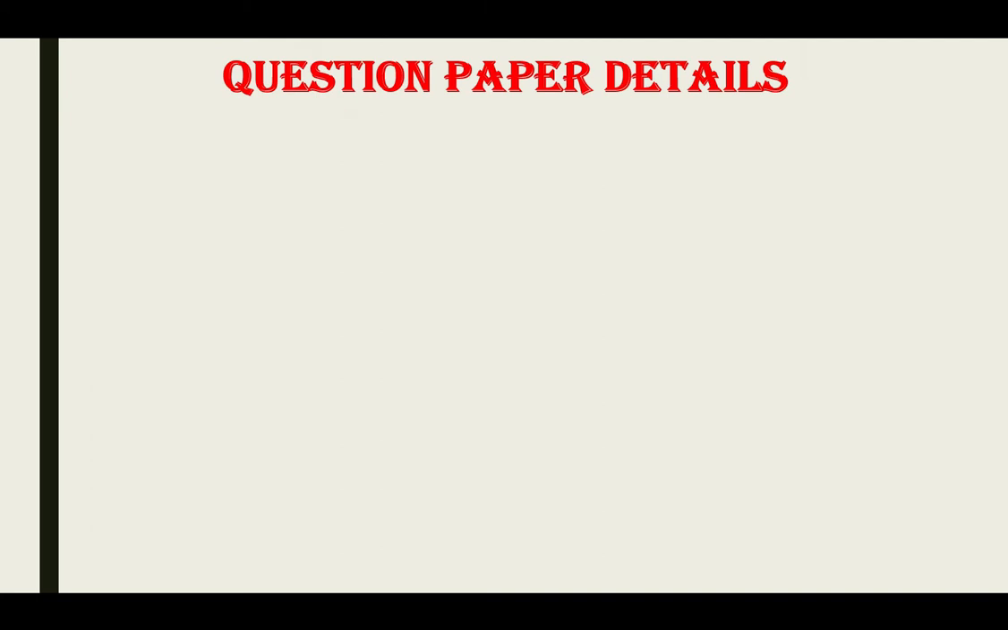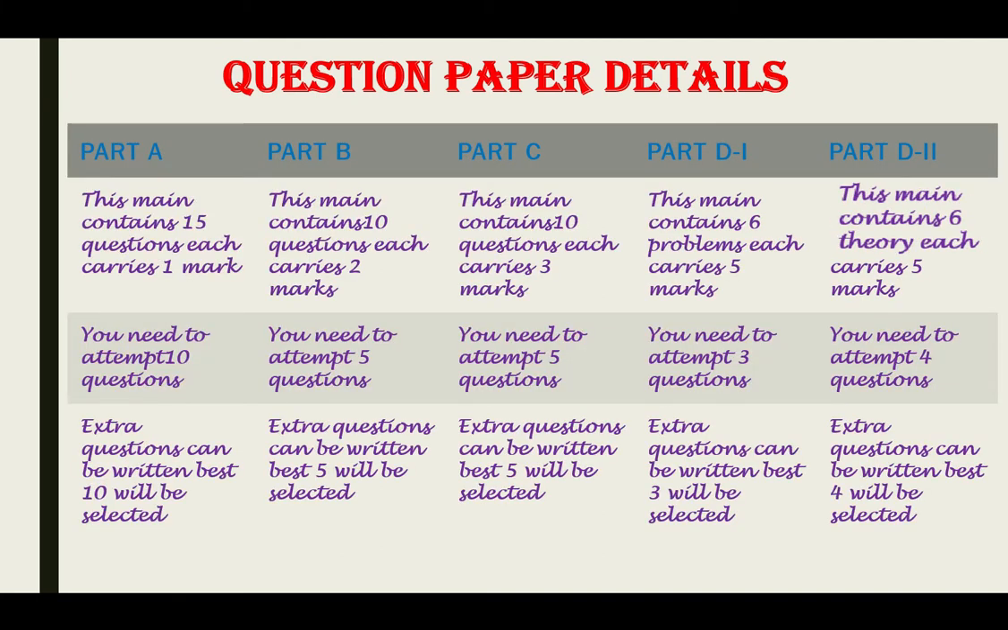This question paper contains 5 parts: part A, part B, part C, and part D, which has 2 parts, D1 and D2. Part A contains 15 questions of 1 mark each, wherein you need to write 10 questions. But you are not restricted to exactly 10. This is the state board, you can write extra questions. The best 10 will be chosen by the evaluator.